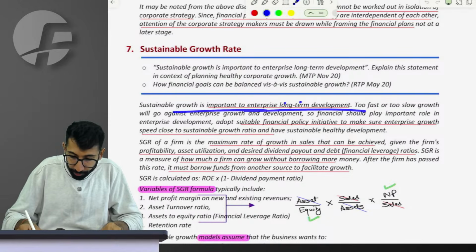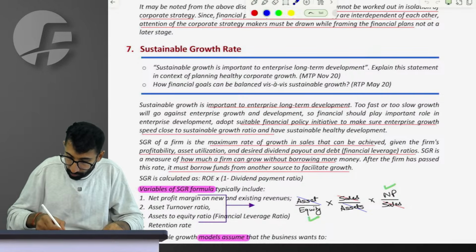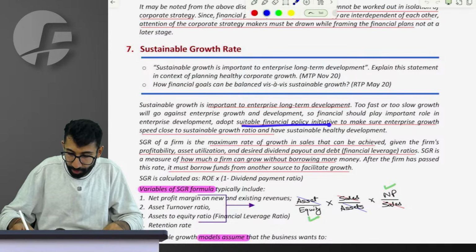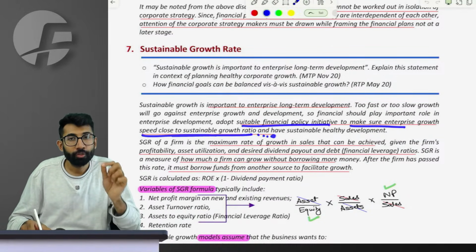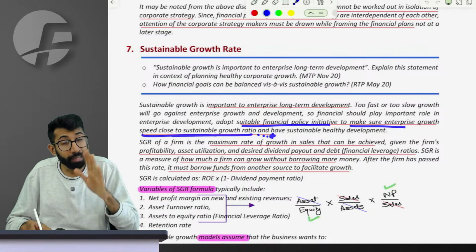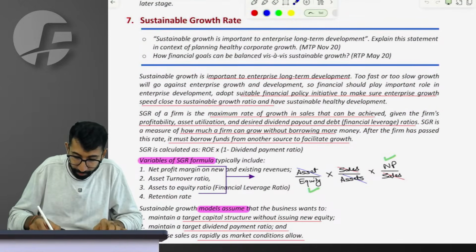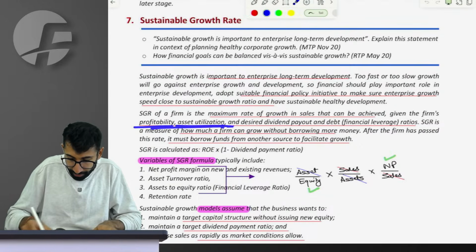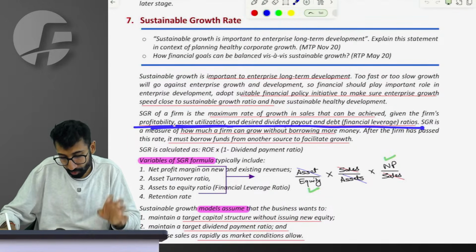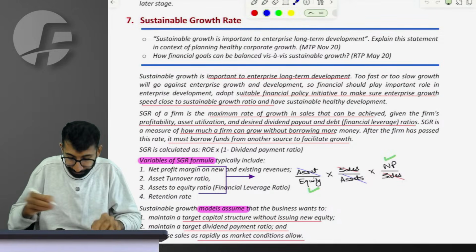Sustainable growth is important for long-term development, right? A suitable financial policy initiative makes sure the enterprise growth speed is close to the sustainable growth rate. Theoretically, the company can grow at any rate, but over a longer time it can grow only at the sustainable growth rate. What is the sustainable growth rate? It is the maximum rate of growth in sales that can be achieved given that the firm's financial asset utilization, dividend payout and leverage ratios are fixed, not changing, they are constant.